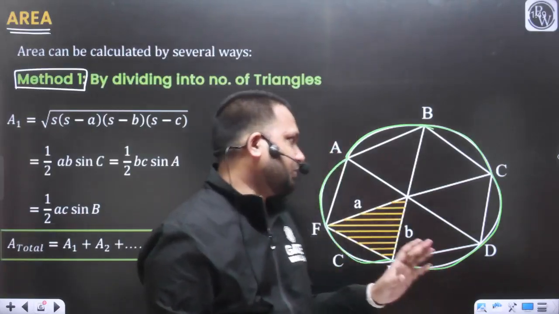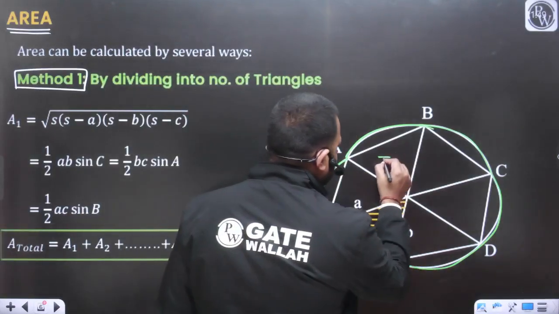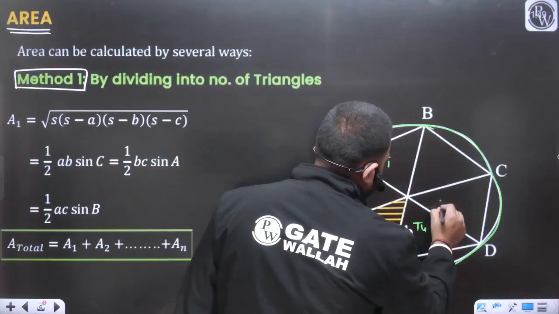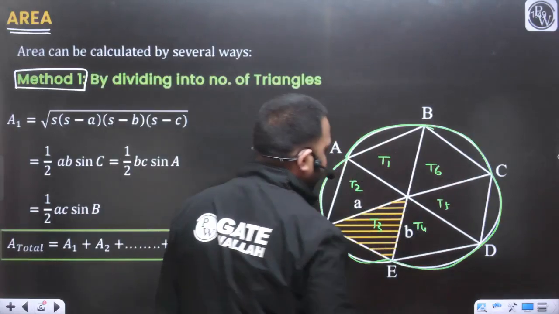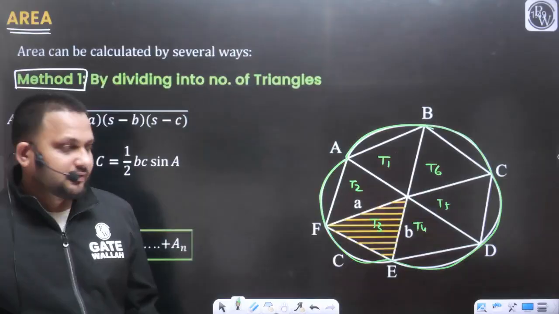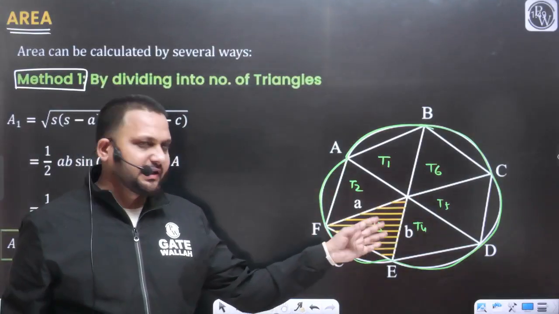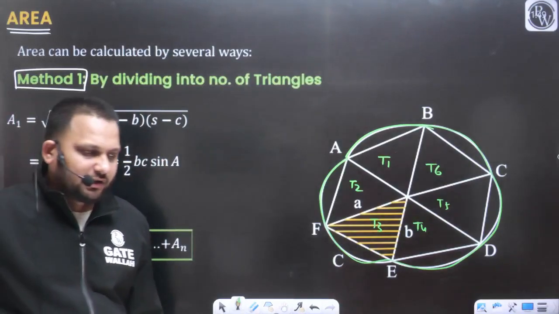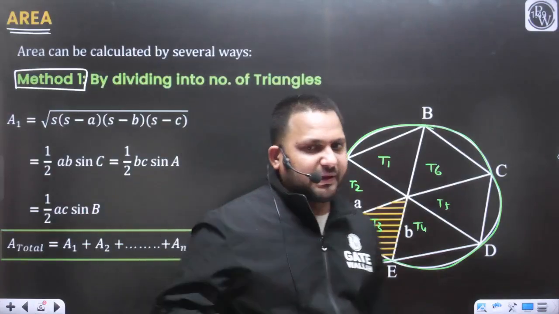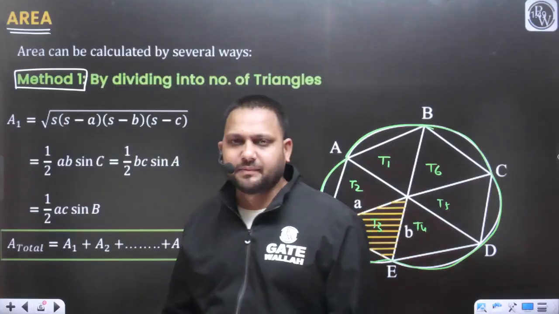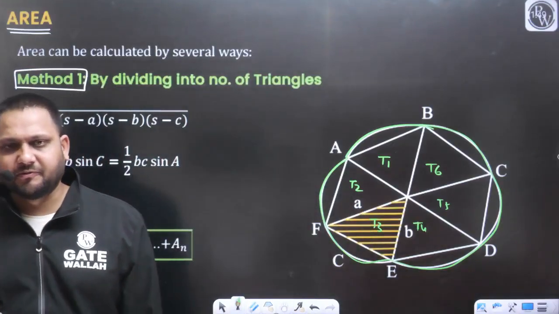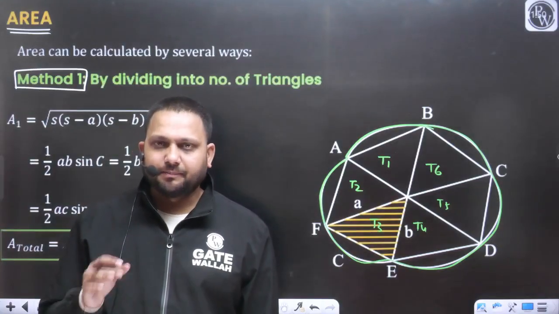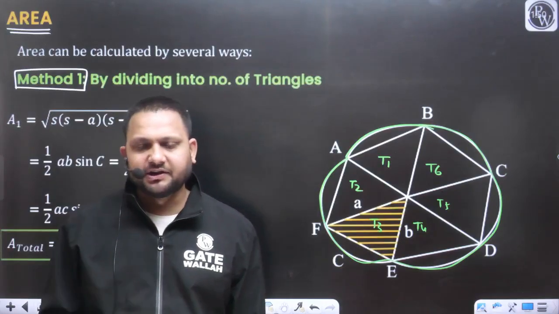So let's say this is your first triangle, this is your second triangle, this is your third triangle, fourth triangle, fifth triangle, and sixth triangle. Now for these triangles, we can perform linear measurement and angular measurement. I can measure all the sides of the triangle, and measurement of all the sides is the linear measurement, and we already discussed how we can perform the linear measurement.